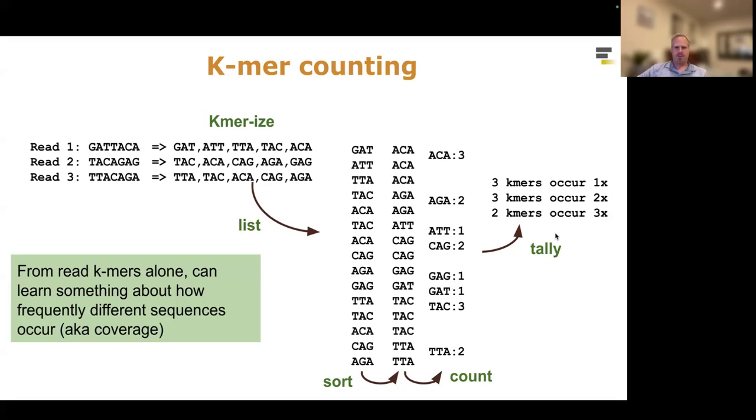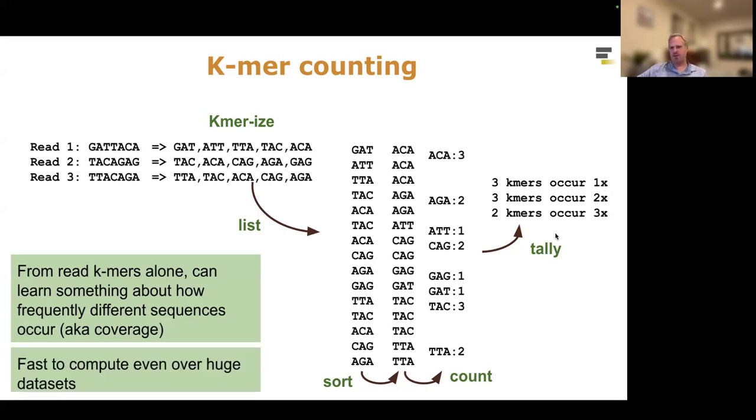Another practical benefit is that there are good tools and algorithms for this. One's called Jellyfish, one's called KMC. There are newer ones called FastK. There's something called Meryl. There's a variety of tools that can do this analysis, even over very large read data sets. Even if you have hundreds of gigabases of sequencing data in your FASTQ files, there are good tools to scan through them and build up these tables about how often different k-mers occur.